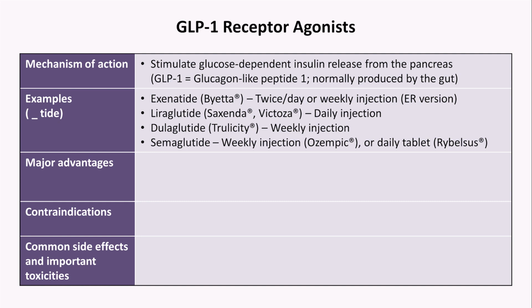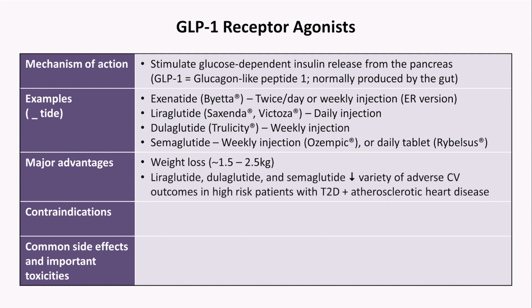As previously noted, GLP-1 agonists can lead to modest weight loss. Also, most of these meds have been shown to decrease a variety of adverse cardiovascular outcomes in high-risk patients with atherosclerotic heart disease. Regarding contraindications, these have been associated with an increased risk of medullary thyroid cancer in animal models. Although this has not been confirmed in humans, a personal or family history of medullary thyroid cancer is considered to be a contraindication. Keep in mind that only a small minority of thyroid cancers are the medullary type.